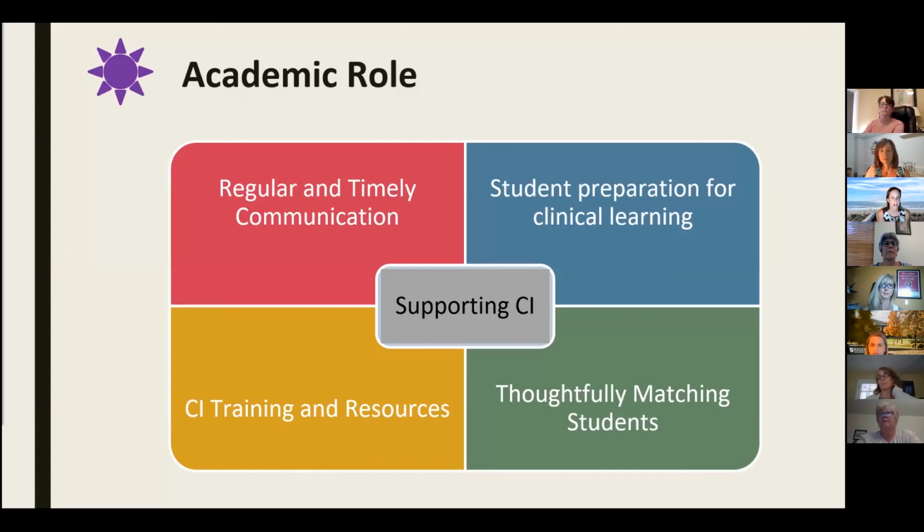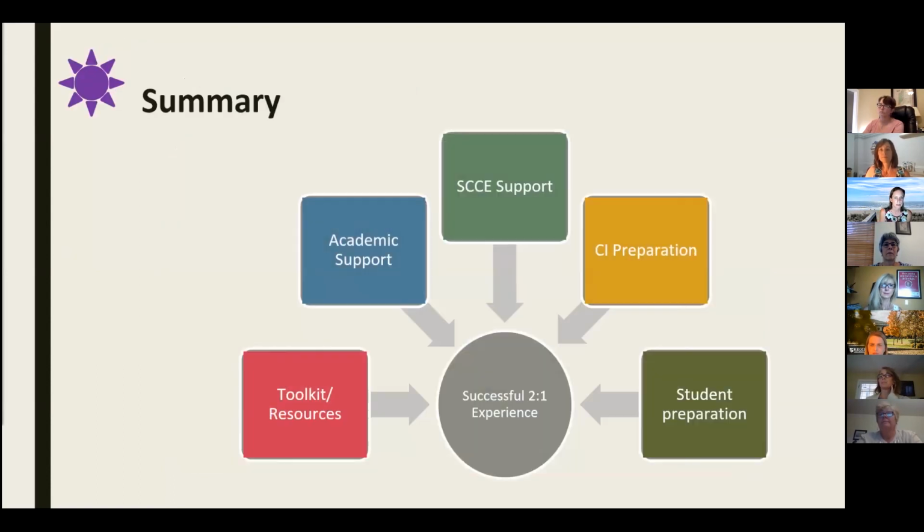You can go to the next slide, Catherine. So this is really a reiteration of what we've been saying, but in summary, what we hope you take away from this webinar is that the 2-to-1 model is a really amazing opportunity to put academic clinical partnership into action. It's an opportunity for the academic side and the CIs and the SCCEs to work together to figure out how to make this a successful learning environment and a successful teaching experience for the CI.